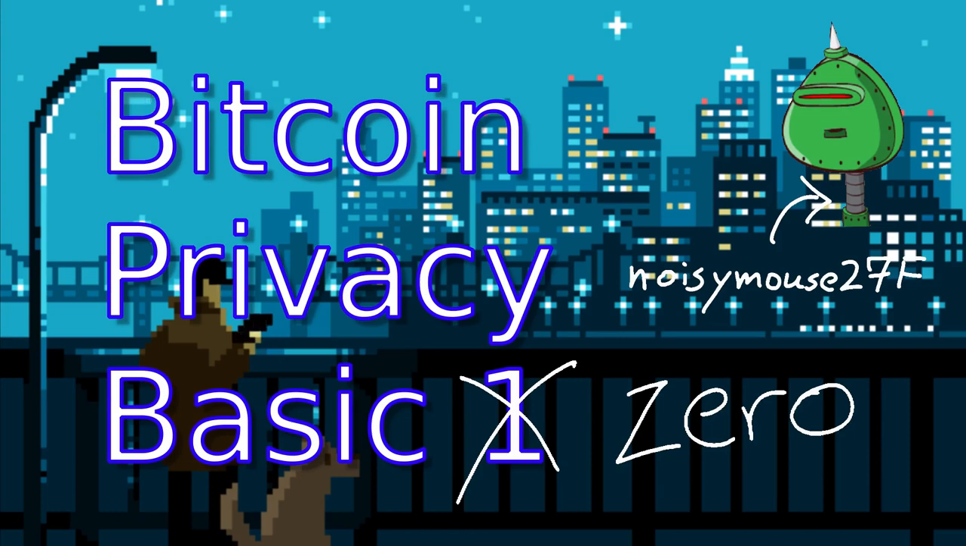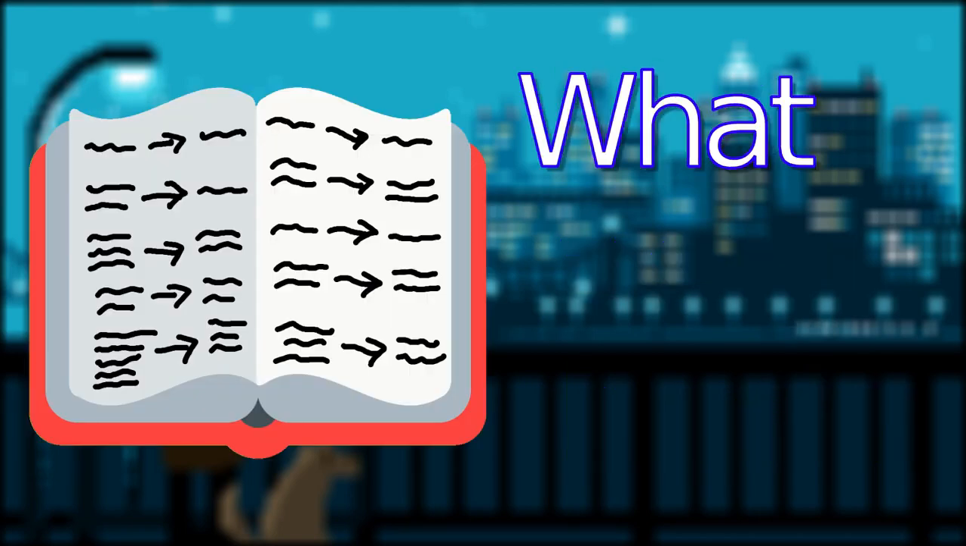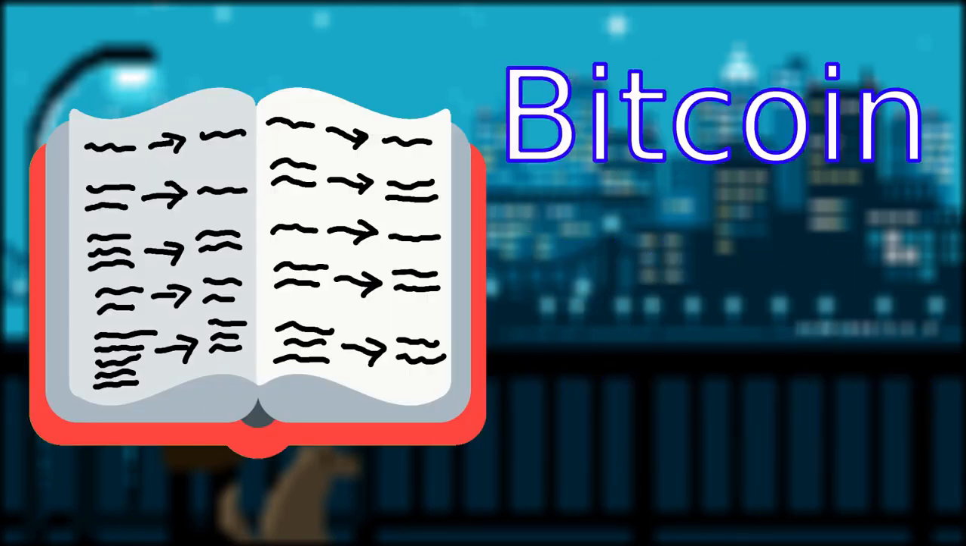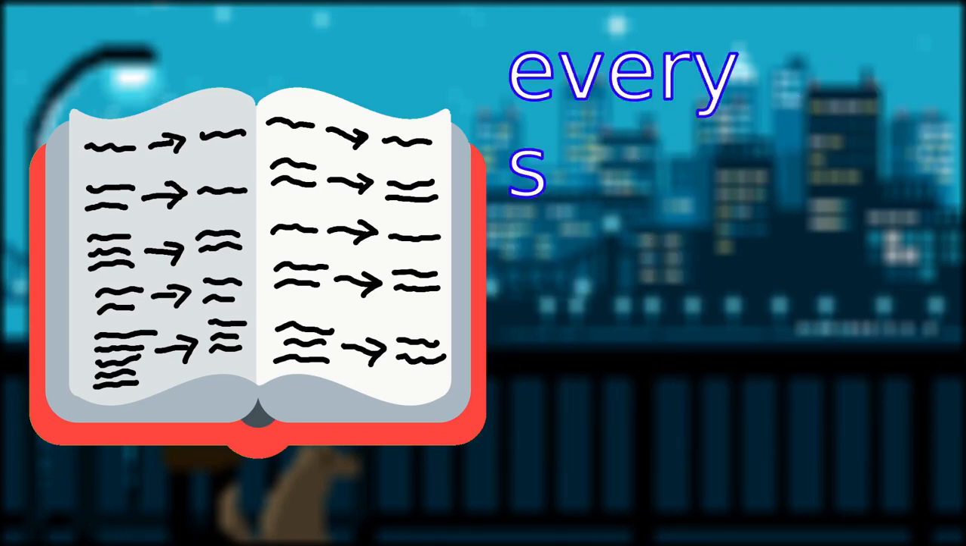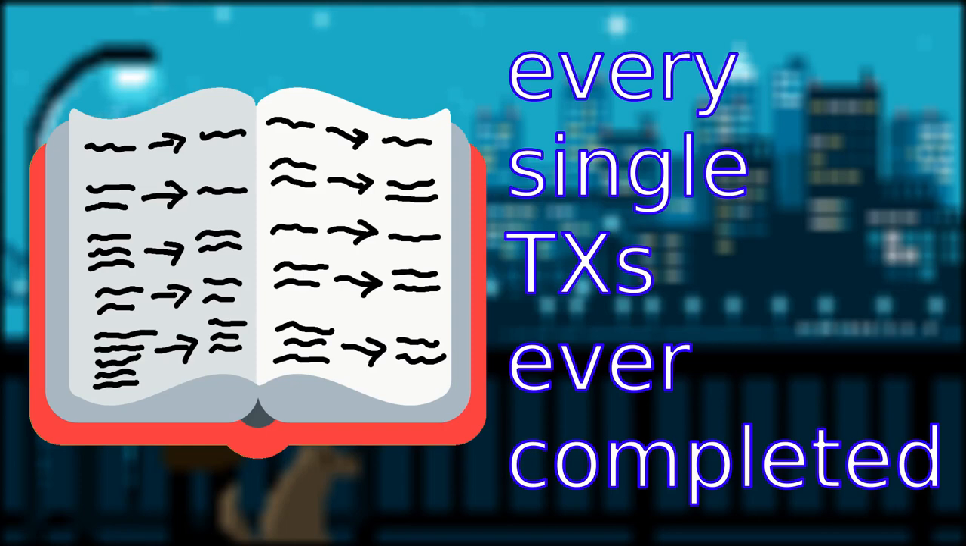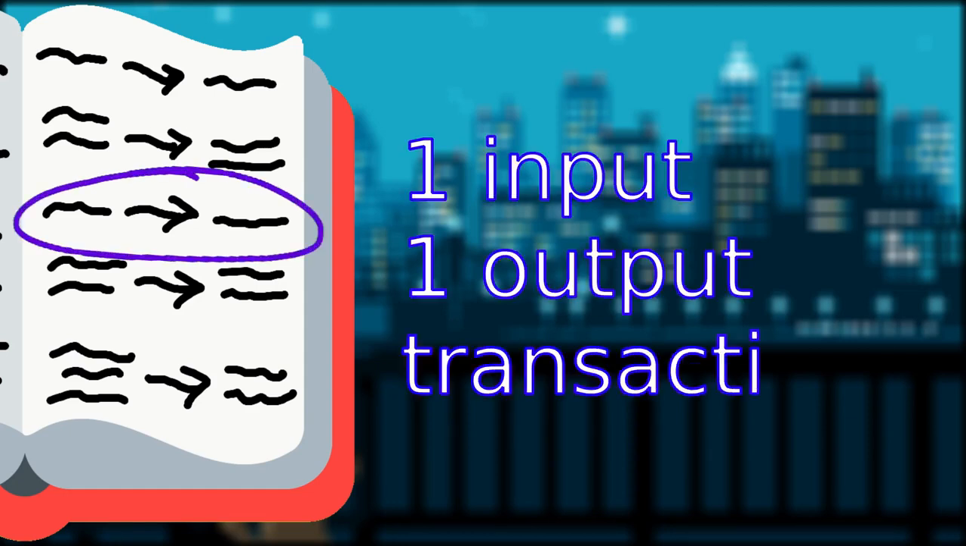Before we begin exploring Bitcoin privacy, let's start with some very basic concepts. What is Bitcoin? Bitcoin is a ledger that is completely public and transparent. It contains records of every transaction ever completed on the network. Let's take a look at a very simple transaction as our first example. A one input, one output transaction.